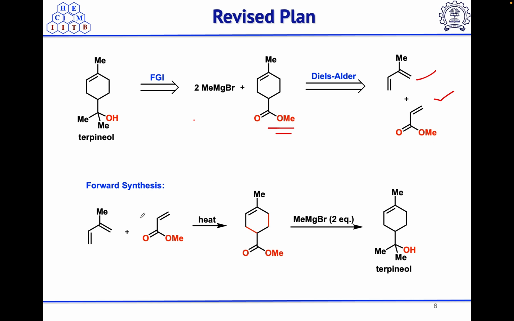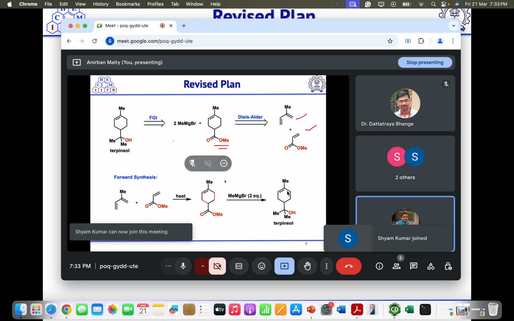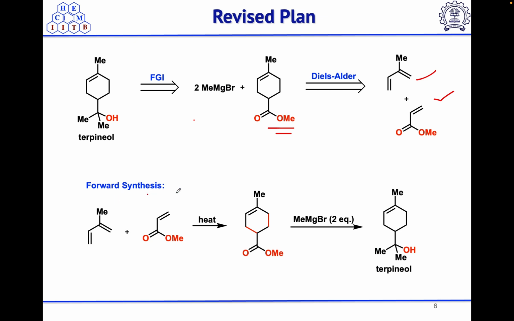So in forward synthesis, first the Diels-Alder reaction between this diene, butadiene, and this methyl acrylate dienophile. If you heat this reaction mixture under normal heating conditions, 100 degrees or 150 degrees, you will easily get this cyclohexene via the Diels-Alder reaction.